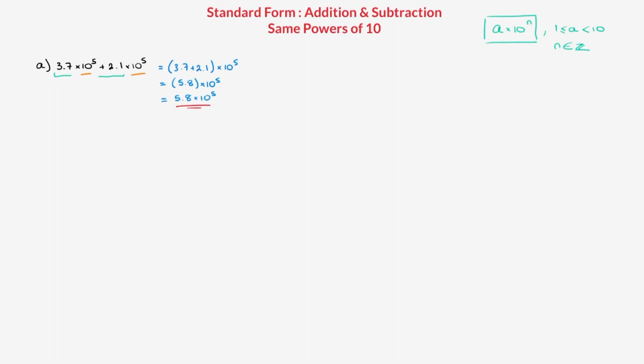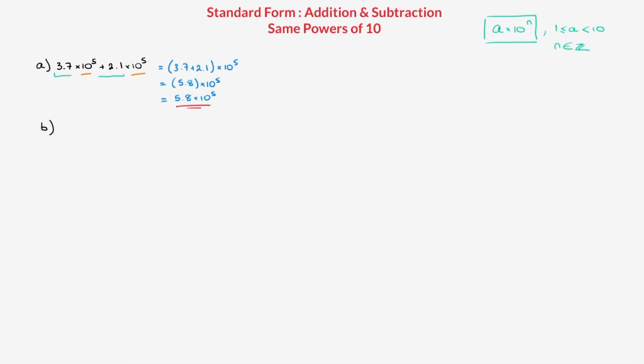Notice that in this case, the sum of 3.7 and 2.1 was less than 10. And that's important because, as I've written in the upper right-hand corner here, when writing a number in standard form, the number multiplying the power of 10 has to be greater than or equal to 1, but must be less than 10. So in this second example, example B, let's see what happens when the sum of the two numbers is greater than or equal to 10.